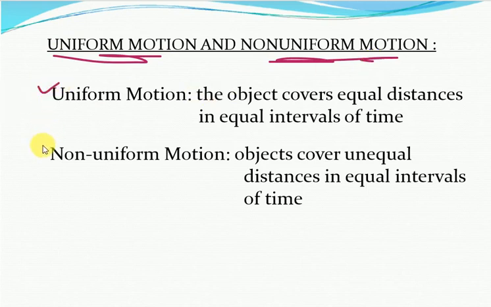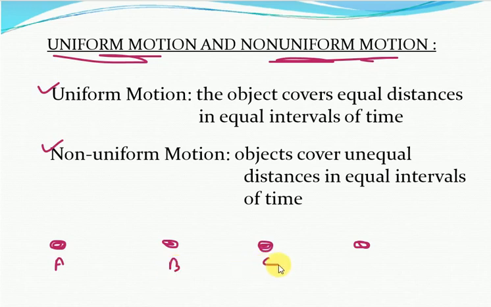So what is a uniform motion? The object covers equal distances in equal intervals of time. So this is the definition of uniform motion. We need to understand this. Here there is an object that covers equal distance in equal intervals of time. So what is equal distance? If I give an example, suppose from point A to point B the object is moving, again from point B to point C to point D, like that.